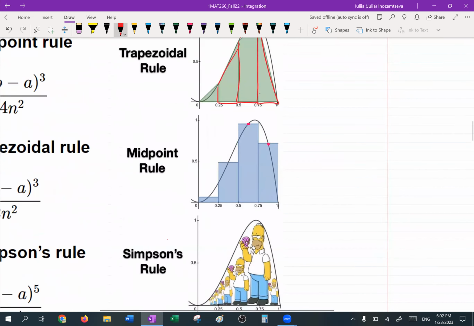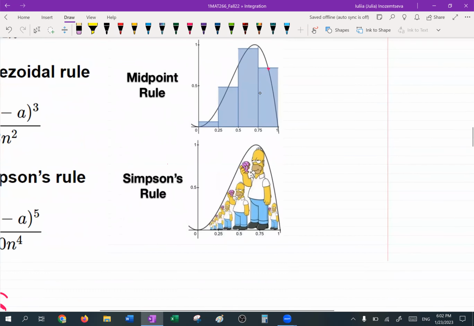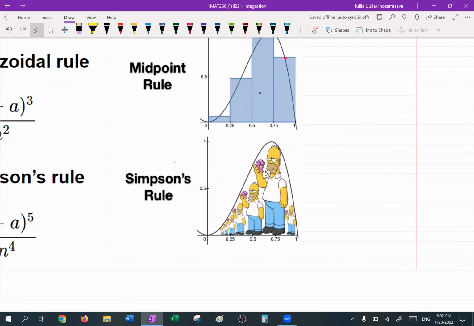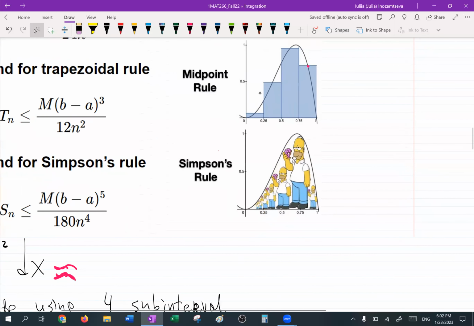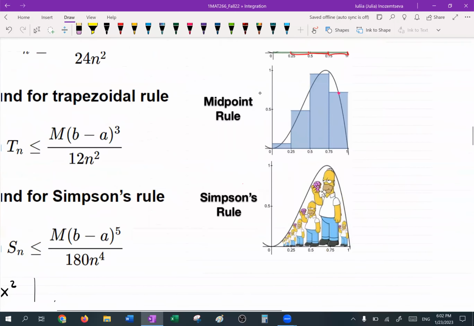Midpoint rule, left point rule, right point rule. We use rectangles that touch the graph of the function with midpoint, left point, right point. And Simpson's rule doesn't use Simpsons. It's the name of the creator of the rule. It uses parabolas. Parabola number one, parabola number two. So it's also called quadratic approximation because of that. It's just a joke over here.